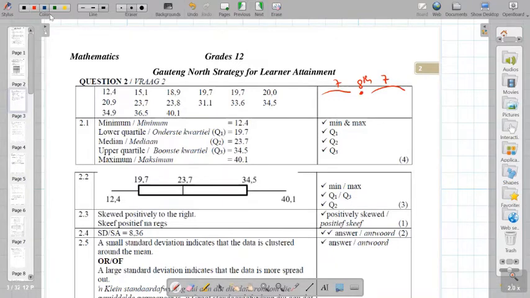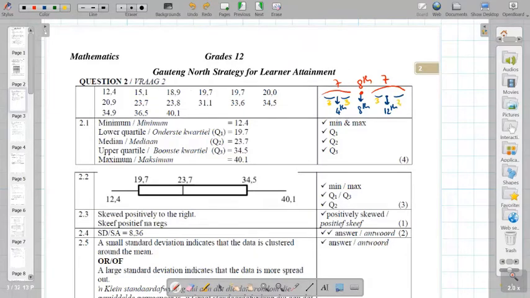When you have 7 and 7, you can divide each into 3 and 3. So the 4th position will be Q1, and the 8th position is Q2. And then what will be Q3? After the 8th, you add another 3 and another 3, and you end up at the 12th position. Those parts each have 3 numbers, so 12 plus 3 is 15.